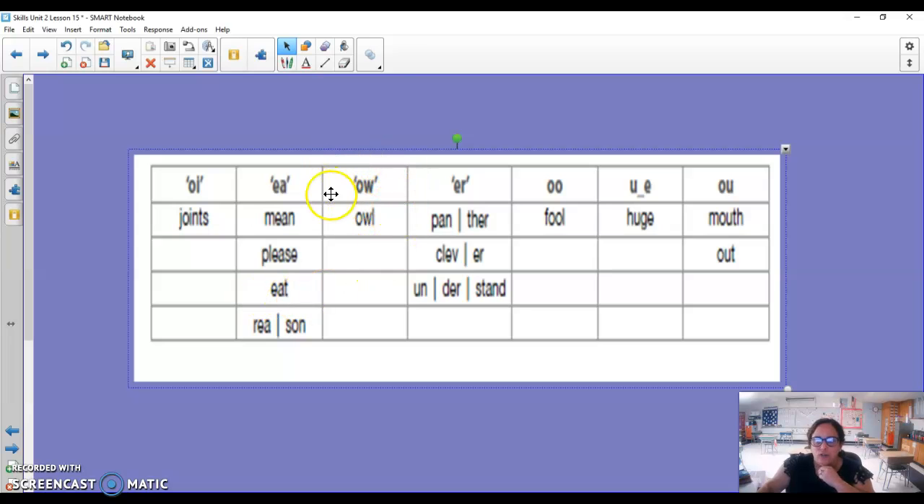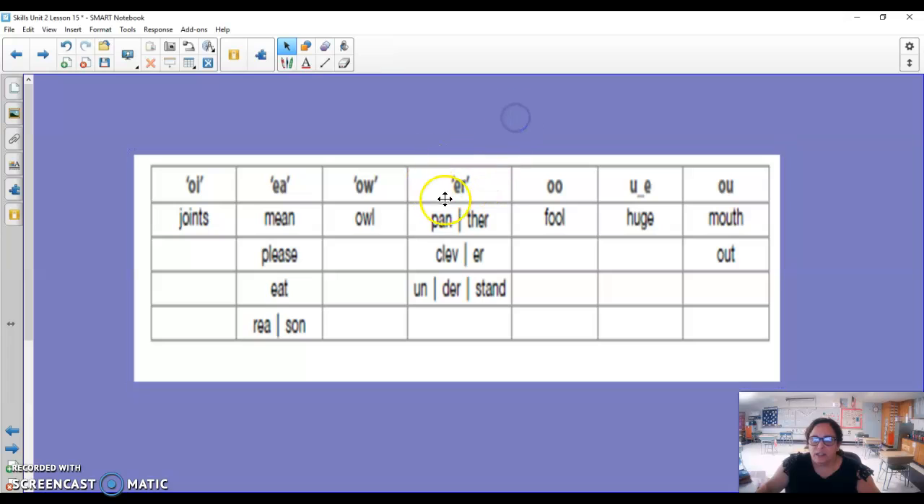Again, O-W. Do you remember what the sound for O-W is? Yes, it says ow. Again, O-W is a diphthong because your mouth moves in two different ways. It goes ow. So this time it starts wide open and then it closes. So ow. So if we tap this word out, it's ow. What's the word? Owl.